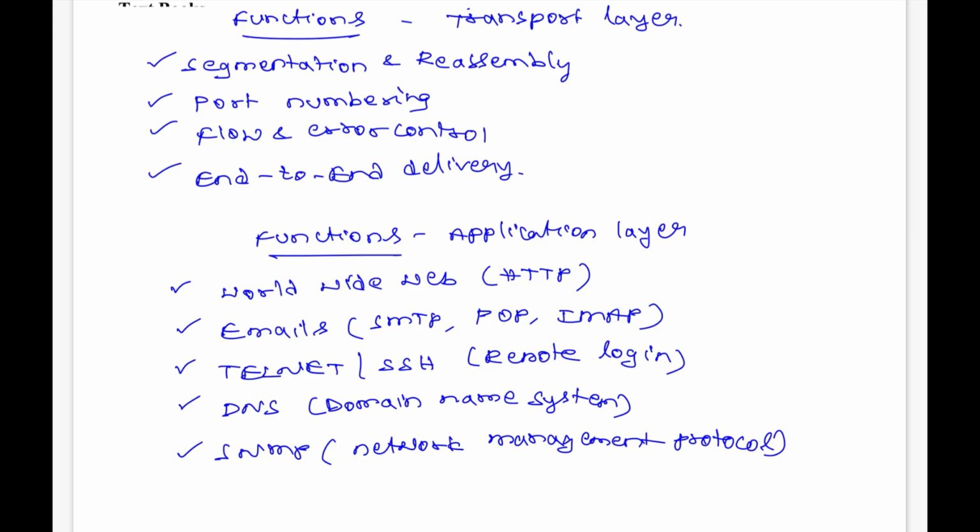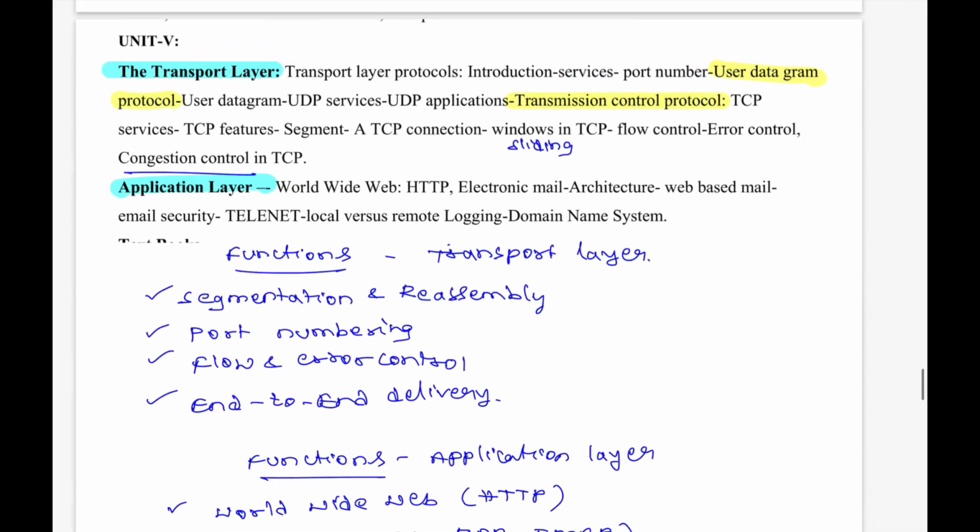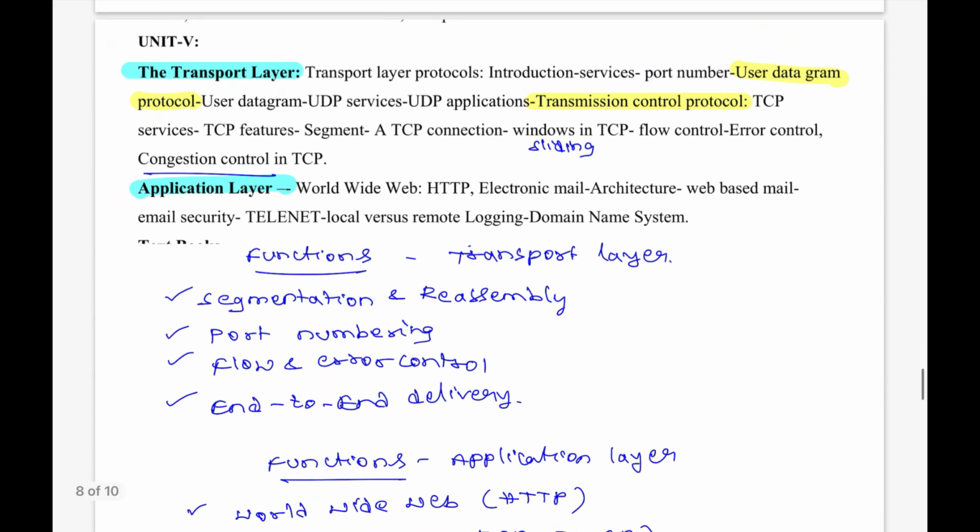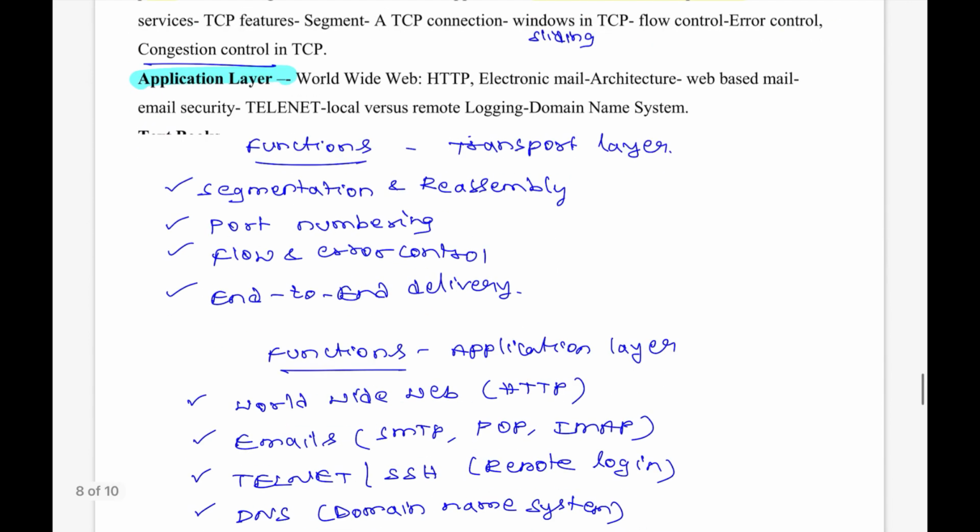Think of the application layer as the face of the internet, where all user applications interact with the network. Okay, so by the end of this unit 5 you will understand end-to-end delivery, reliable communication, and the common internet applications. Okay, so I will try to summarize all the 5 units.